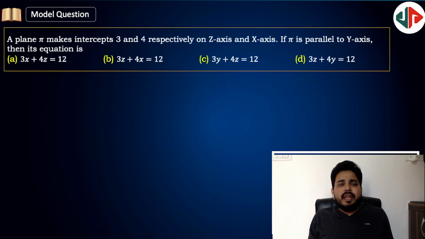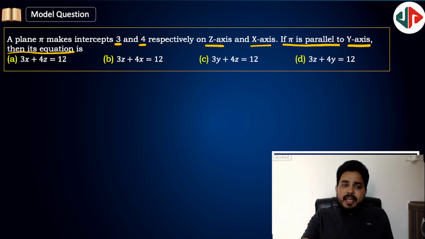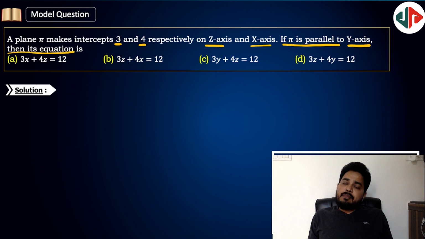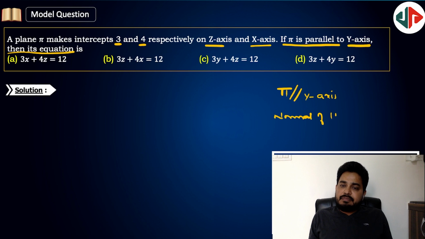A plane phi makes intercepts of 3, 4 on the z-axis and x-axis respectively. If plane phi is parallel to the y-axis, then what is the equation? See, the plane is parallel to the y-axis. So the normal of phi is perpendicular to the y-axis. So cos beta, the direction cosine cos beta, will be 0.